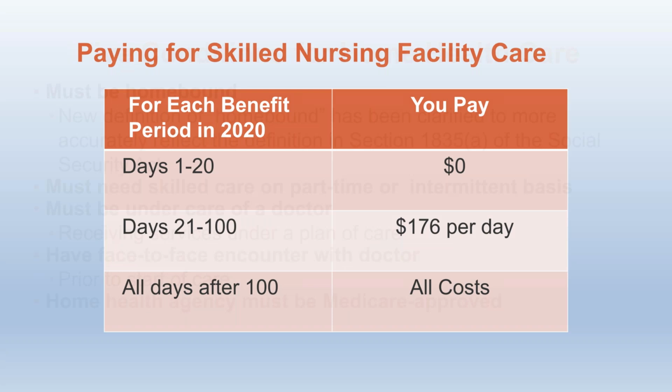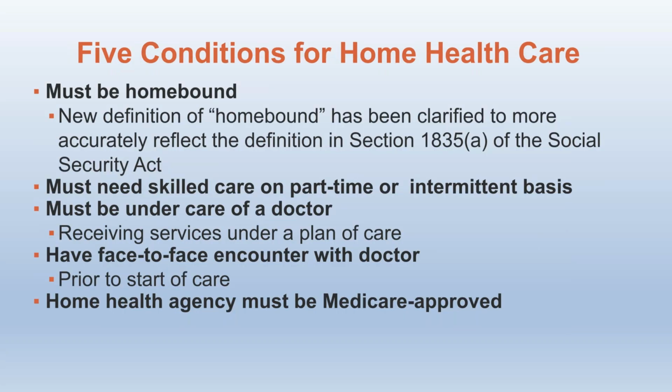5 conditions for home health care. To be eligible for home health care services, you must meet all of these conditions. You must be homebound, and an individual shall be considered confined to the home if the following 2 criteria are met. The patient must either, because of illness or injury, need the aid of supportive devices such as crutches, canes, wheelchairs, and walkers, the use of special transportation, or the assistance of another person in order to leave their place of residence. Or have a condition such that leaving his or her home is medically contraindicated.